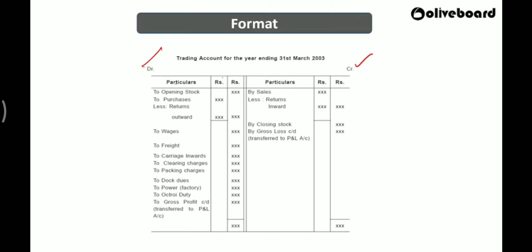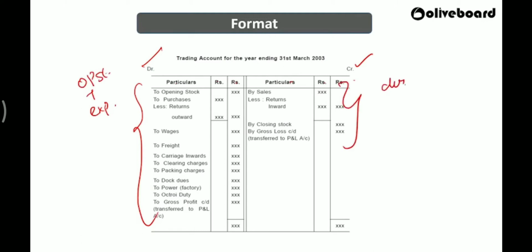And particulars, rupees. This is the inner column and outer column. Particulars, rupees and rupees. If you see the debit side, all your expenses, plus opening stock will be there. If you see your credit side, all your direct incomes plus closing stock. Guys, apart from this, nothing else will come in trading account. Please understand. Only the direct expenses related to your purchases, related to your production will come here. Apart from that, nothing else will come.